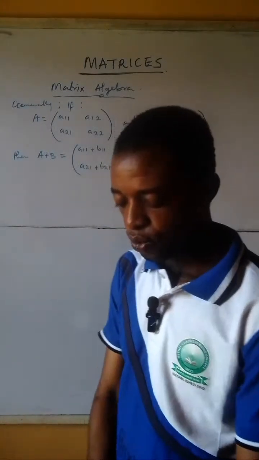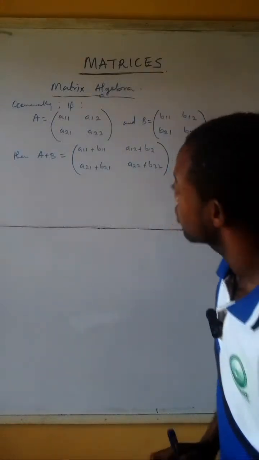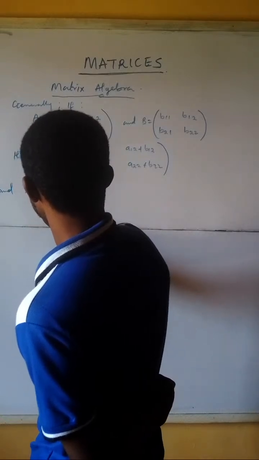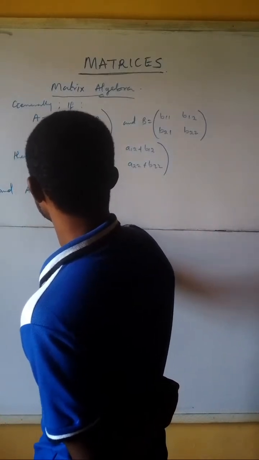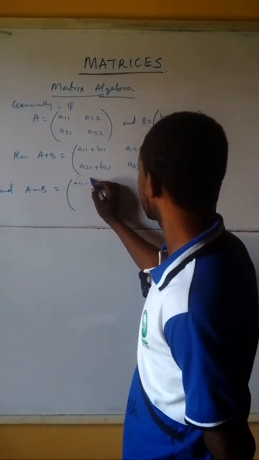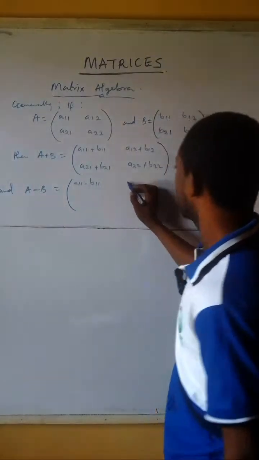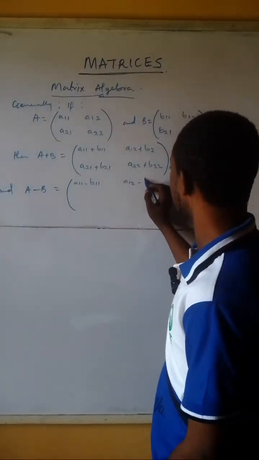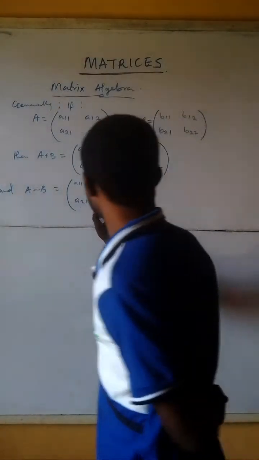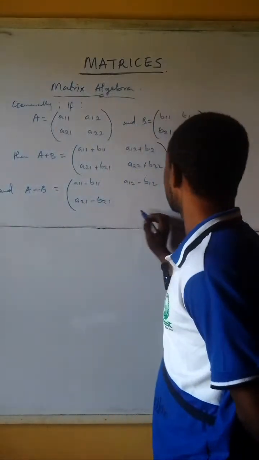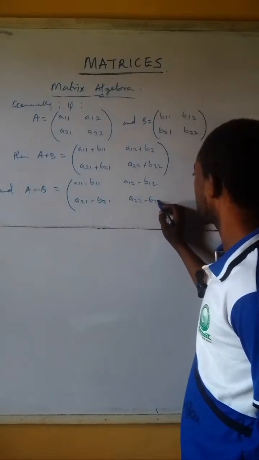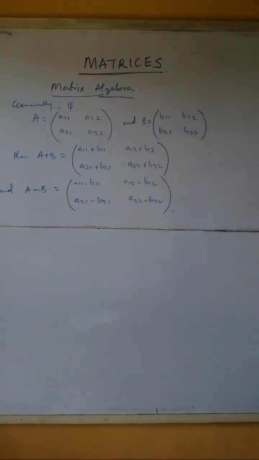Then the same way for subtraction as well. A minus B will be equal to A11 minus B11, then A12 minus B12, then A21 minus B21, then also A22 minus B22. So this is the general form. Now let's look at some examples.